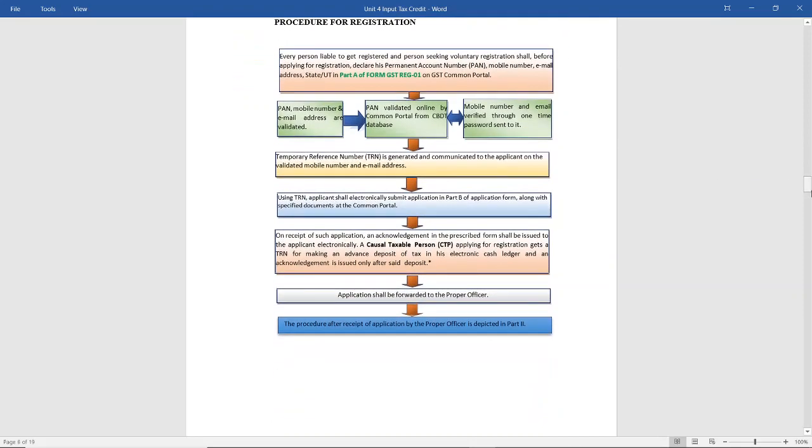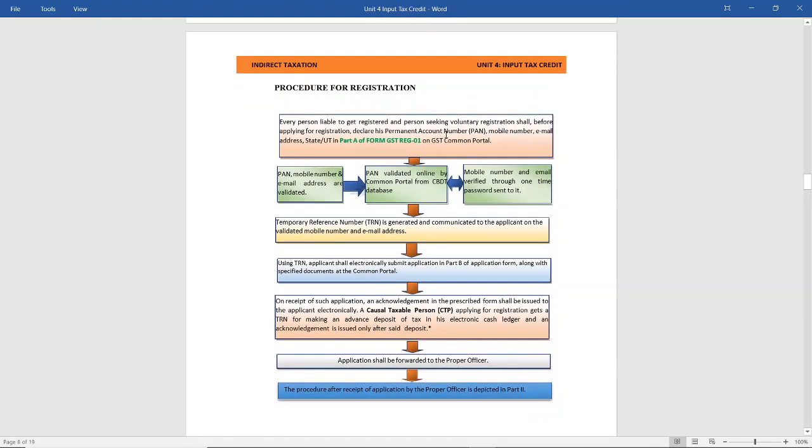Now, what is the procedure for registration? Suppose I want a GST registration number, what is the procedure for that? Every person who is liable to get himself registered, maybe under compulsory registration or because the threshold has been exceeded, has to get himself registered. Now, what is the procedure? Every person who wants to get registered has to apply for registration.